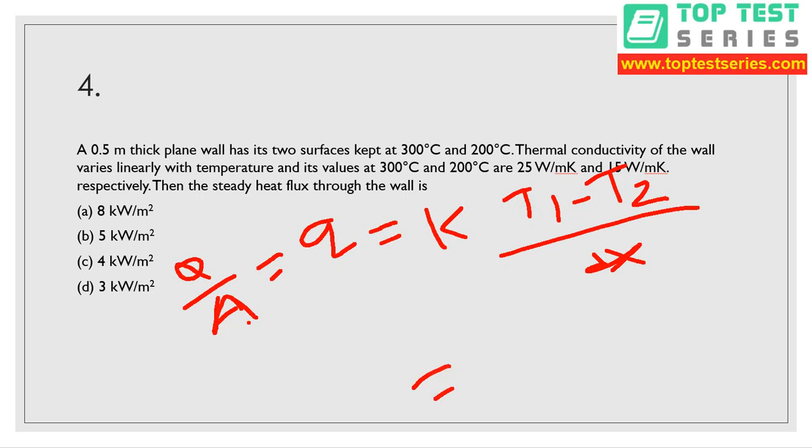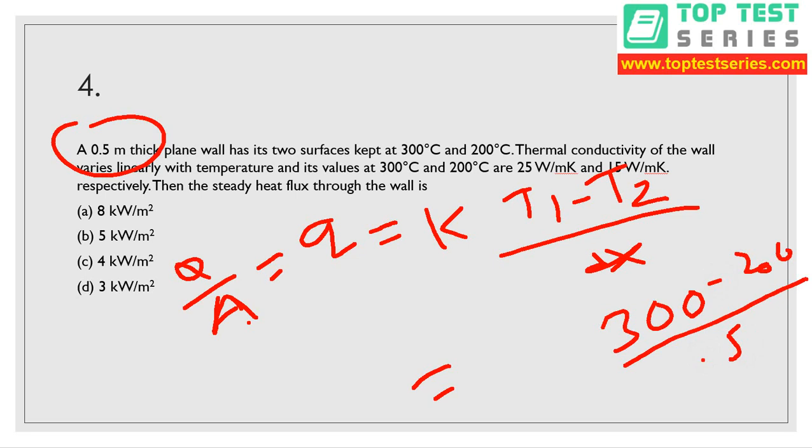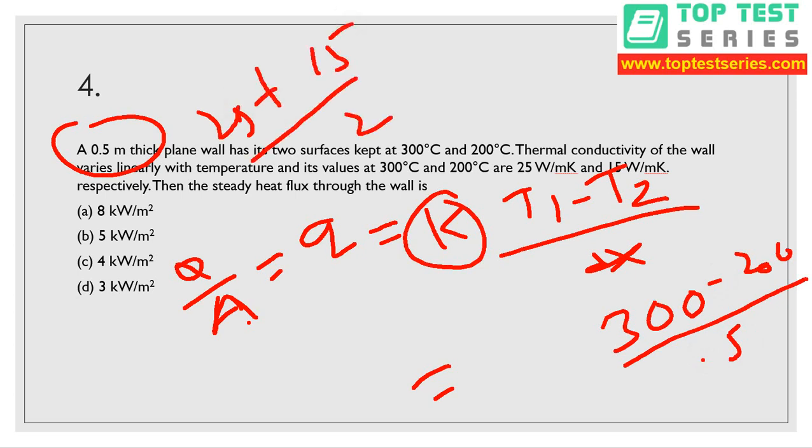So what is the value of K here, my dear? There will be a problem maybe, but (T1 - T2) divided by dx, that is (300 - 200) by what, 0.5 meter. So we need to change the unit? We don't need to change the unit, right? Now what value should we consider for K? That is the average value, that is (25 + 15) by 2, equal to 20. Now multiply with 20 and solve the question.